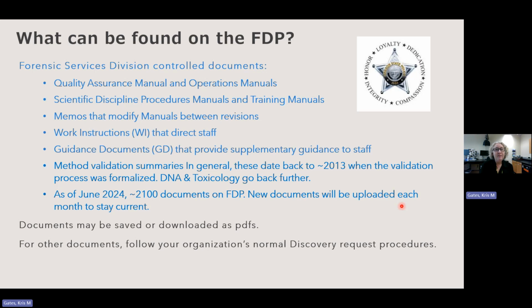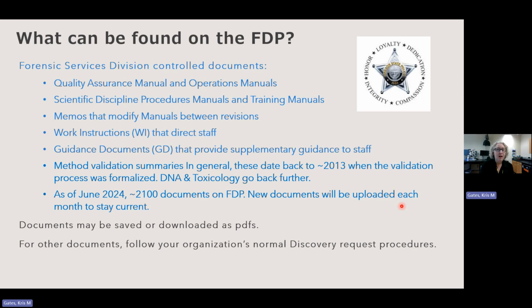These are division-wide manuals that govern the work for all scientists in all types of analysis, as well as for many non-scientific topics. We also include in our control documents all of our scientific discipline procedures manuals and training manuals. And because scientific discipline manuals are revised approximately once per year, we sometimes need to modify those manuals between revisions.